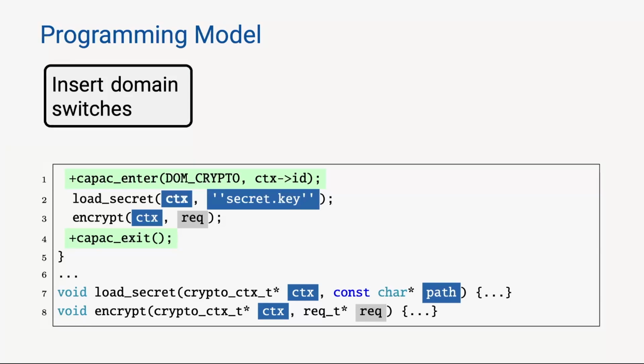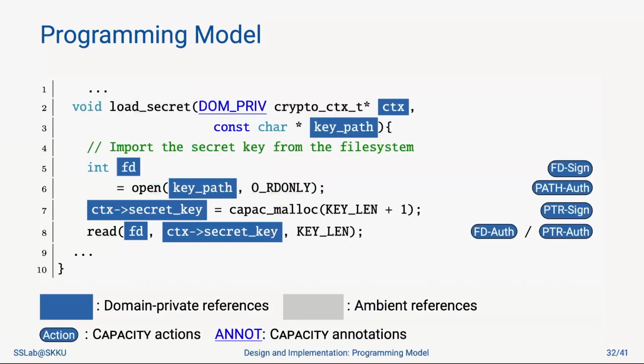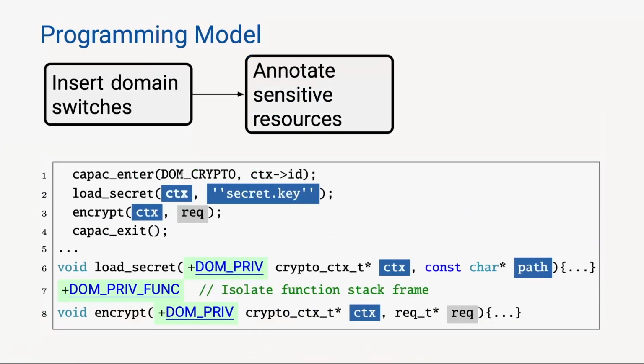On receiving the request for entering the domain, our reference monitor will switch the active domain authentication key to that of the target domain and switch back upon exiting the domain. Take the load secret function that is executed inside the domain crypto, for example. Our reference monitor will authenticate the file path and return a file descriptor that is signed with the domain authentication key.